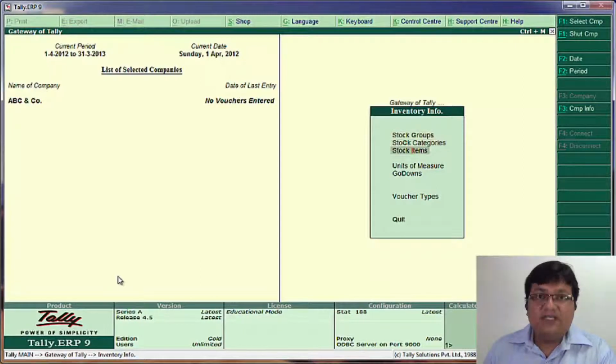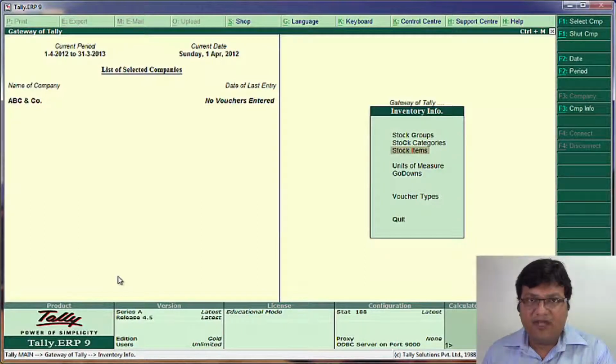Stock item. Stock item is the material in which my business deals. Okay, let's say I have television sets. So my television sets are my stock items. These are the material which I buy and sell on a day-to-day basis.